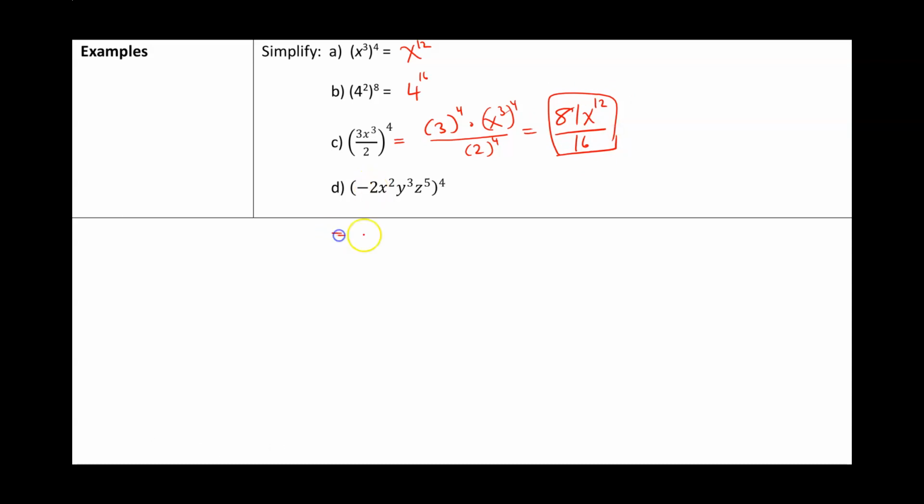Same thing for letter D. We've got negative 2 to the 4th. We have x squared to the 4th. We have y cubed to the 4th. And we have z to the 5th to the 4th. We have each of these terms raised to the 4th power.